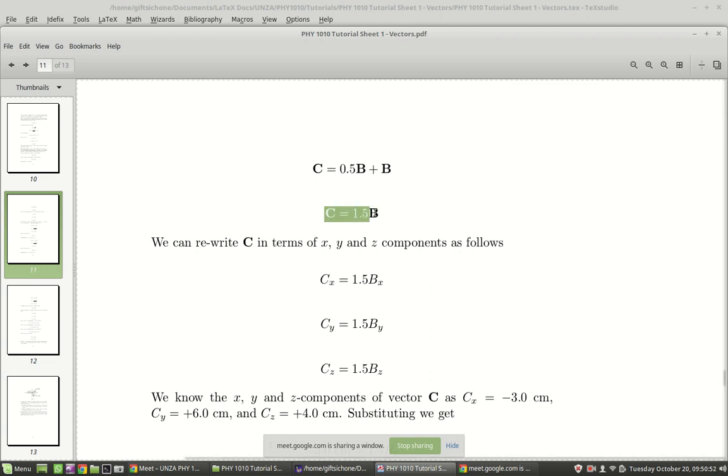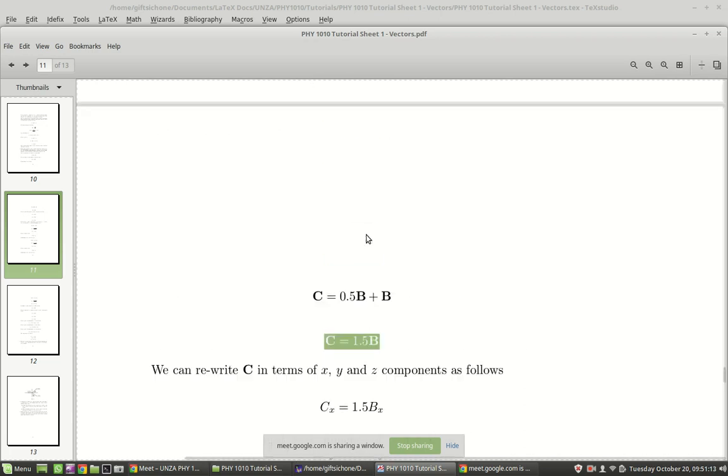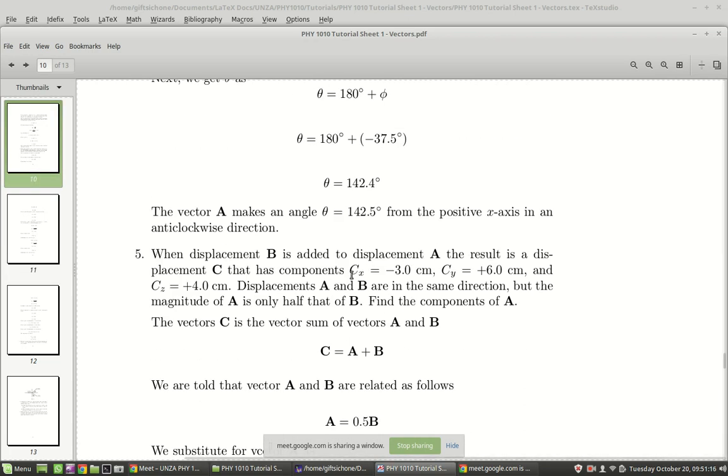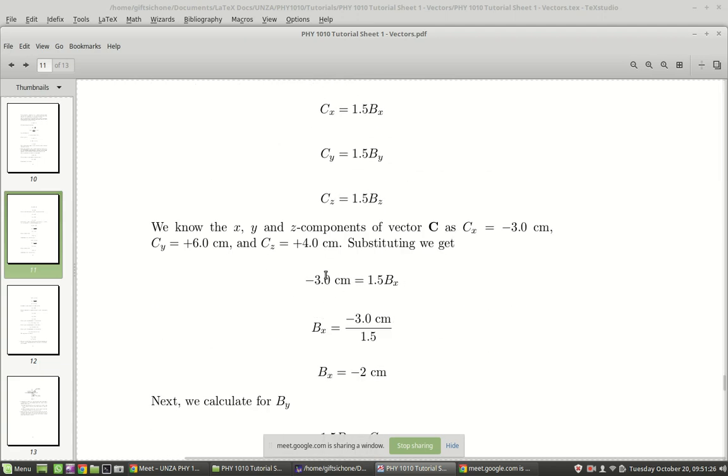When we got this, we decided to write this vector C in terms of components x, y, and z. So Cx becomes 1.5 Bx, Cy becomes 1.5 By, Cz becomes 1.5 Bz. Then we knew the components of C that we've been given: Cx was minus 3 centimeters, Cy was plus 6 centimeters, Cz was plus 4 centimeters. So we could substitute for these values of C and work out the components for B.